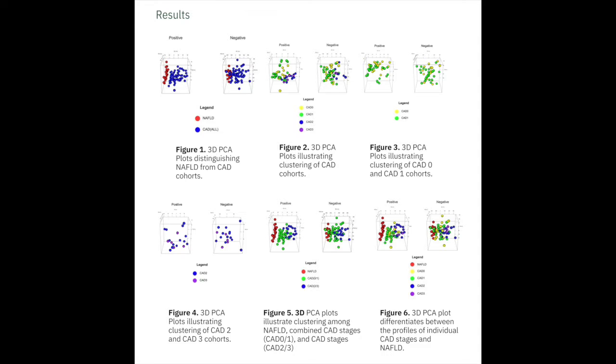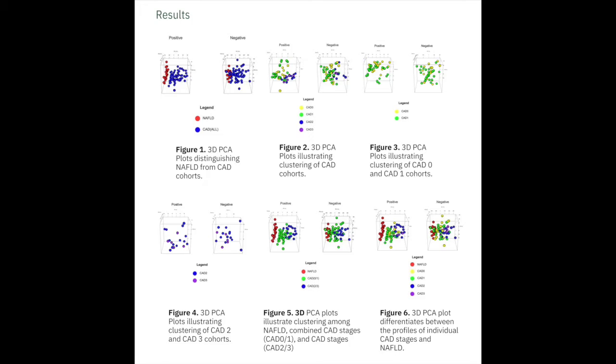And so in our analysis, we saw clear separation between NAFLD and CAD in the positive ionization mode. This visualization has distinct metabolic profiles for each disease. Our analysis identified key metabolites that were consistently upregulated in CAD across all stages when compared to NAFLD. These include metabolites such as sphingolipids, triacylglycerols, and phosphatidylcholines. The upregulation of these metabolites highlights their potential as biomarkers for CAD in NAFLD patients.